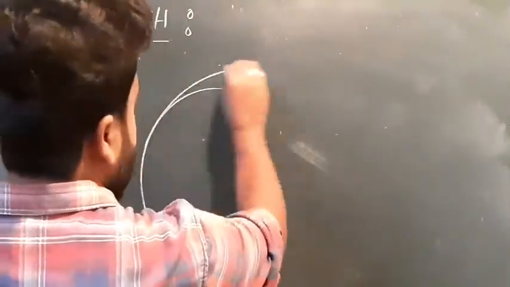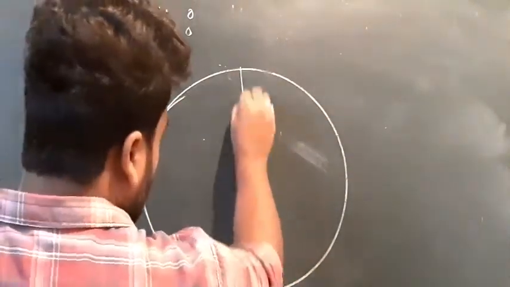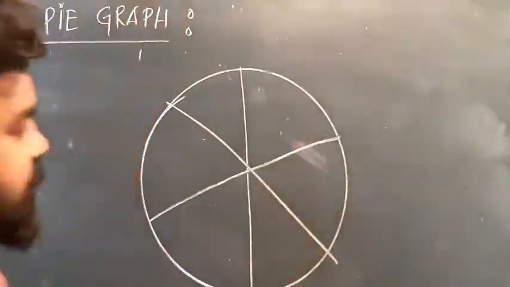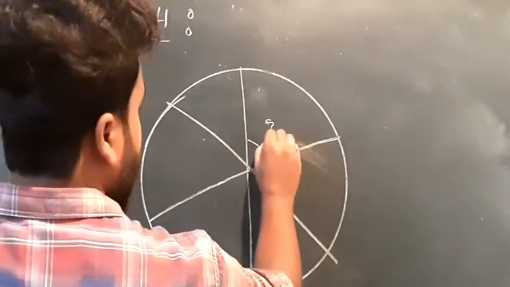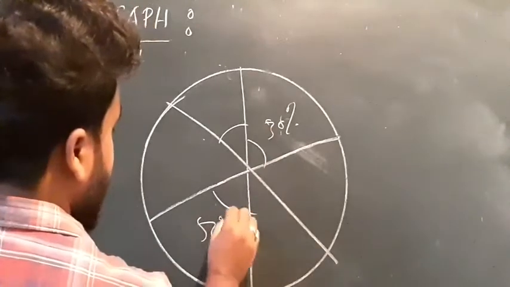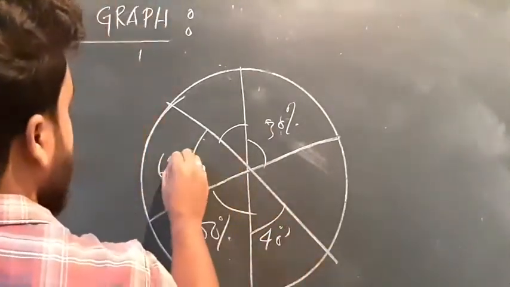So like this, what happened? First we draw the 360-degree circle, right? Again, what happens? We divide it into several parts. That means this portion is 30%, another portion is 50%, this portion is 40%, and this portion is 60%.